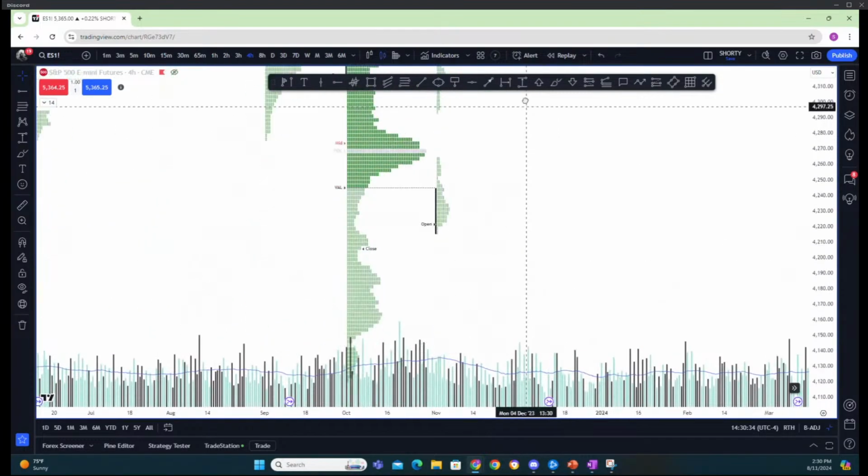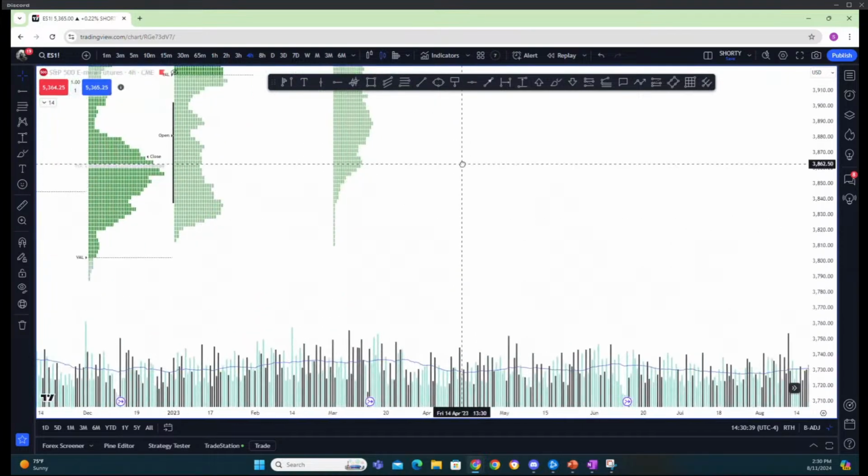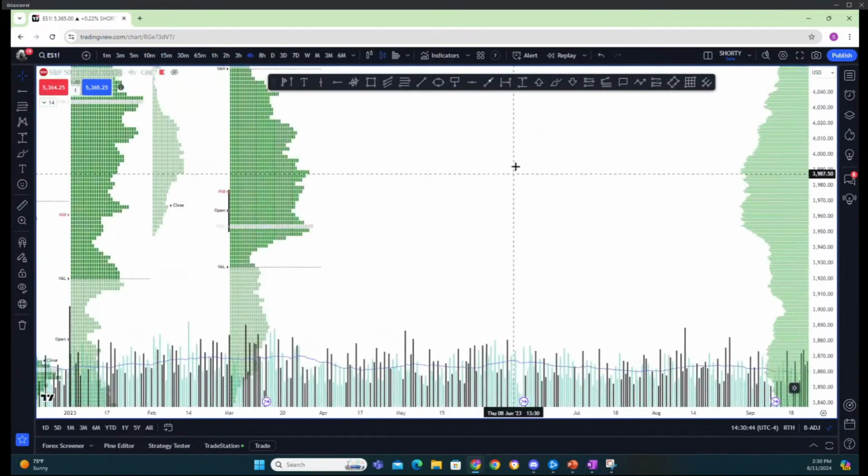I know there's one that's pretty massive. I forgot which one. I don't know where it is, but there's a massive one somewhere. I'll find it and post it.